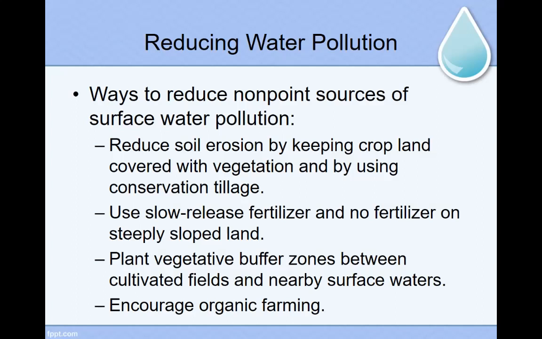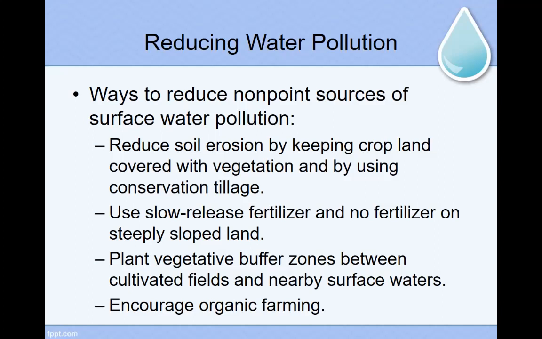So, how can we reduce nonpoint sources of surface water pollution? Well, the first thing we can start looking at is reducing soil erosion by keeping cropland covered with vegetation. So, we want to do crop rotation, we want to do polyculture, we want to make sure that we're not doing these industrial monoculture systems because then they require a bunch of inputs and they tend to degrade the quality of the soil and it ends up being eroded away, these types of things.